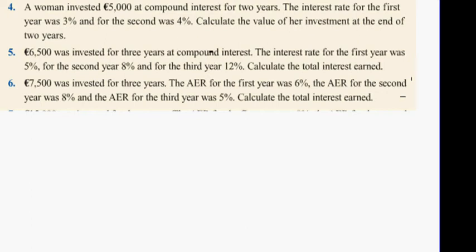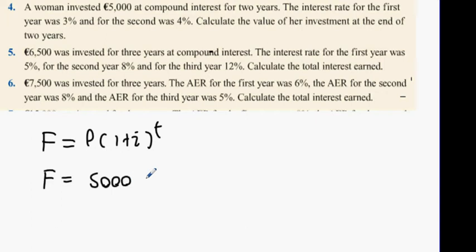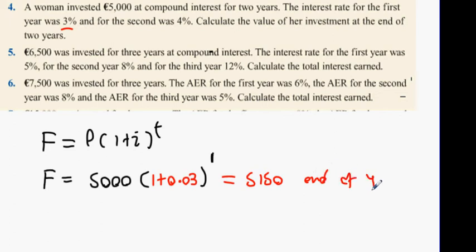So here's what happens. F equals P(1 plus I)^T. F equals, you invested €5,000, 1 year only, starting off, because we're only going to do the first year. How much money did we have at the end of the first year? We're going to go for interest of 3%, 1 plus 0.03. So what do we get here, guys, when you multiply it out? 5,150. That's the end of year 1.